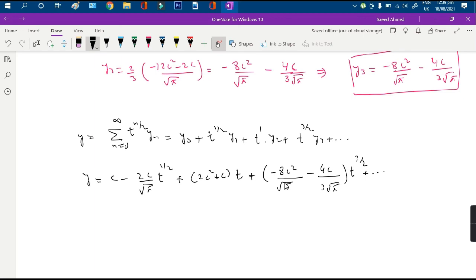Of course, this is an infinite series. Apparently it doesn't have any closed form. Okay, in the next lecture I will solve this very fractional differential equation with the help of the Adomian decomposition method, and we will see that using that method we will achieve the same solution as well.